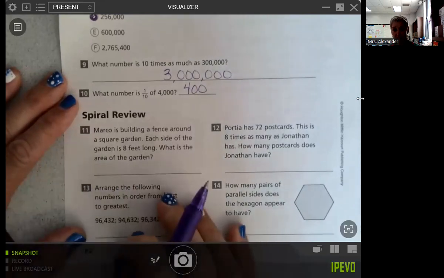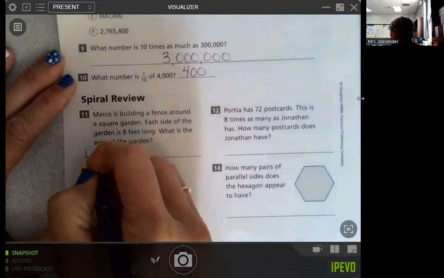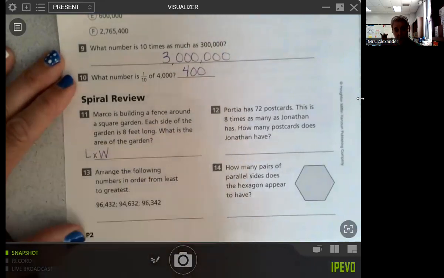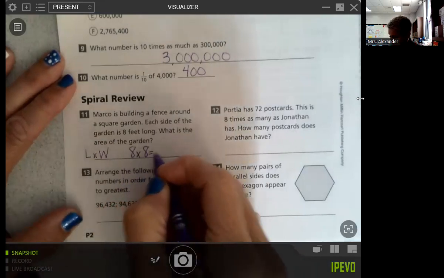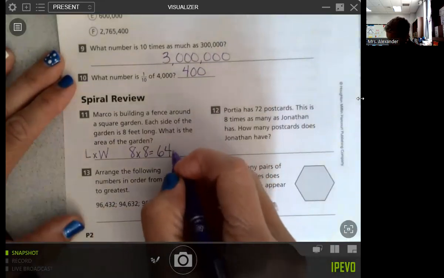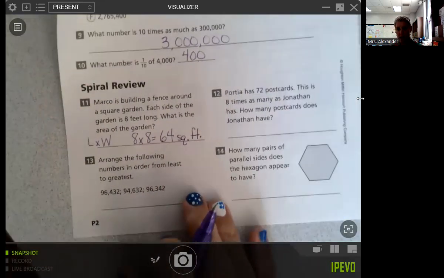We have to think about the formula for area. If you remember, area is length times width. So if it's a square, we're going to have all the sides equal. So the length will be 8 feet and the width will be 8 feet. So that would give us 8 times 8 equals 64. And we say square feet. I'm going to abbreviate that right here for area, square feet.